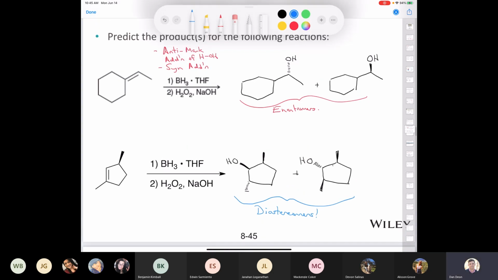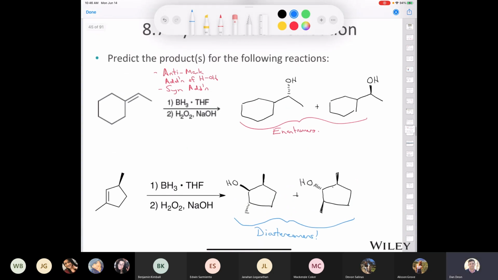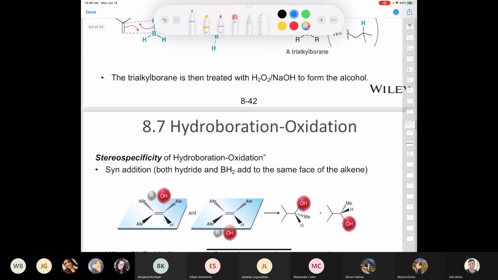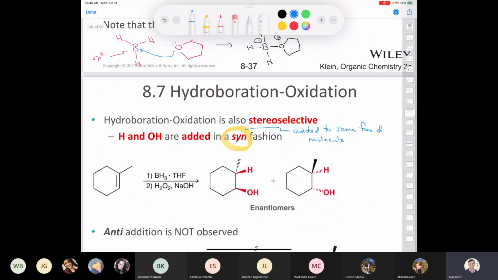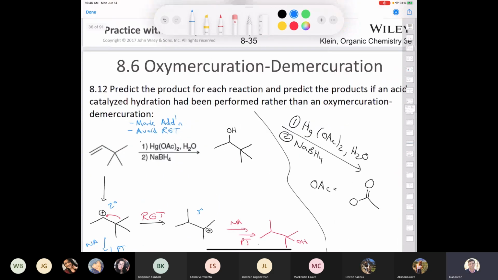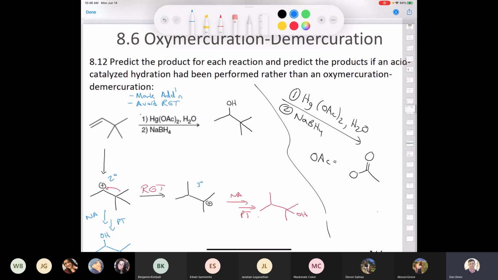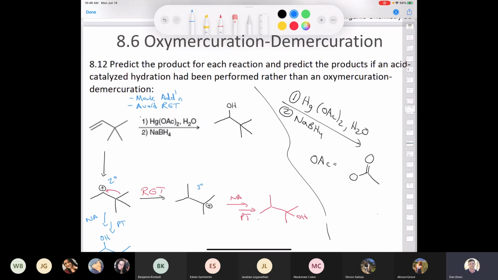All right. So what have we covered since our last break? We covered Markovnikov addition that avoids carbocation rearrangement. So that was oxymercuration, demercuration. We looked at a practice problem that involved that. We saw that it's a two-step process. The first step is mercuric acetate and water, followed by sodium borohydride.